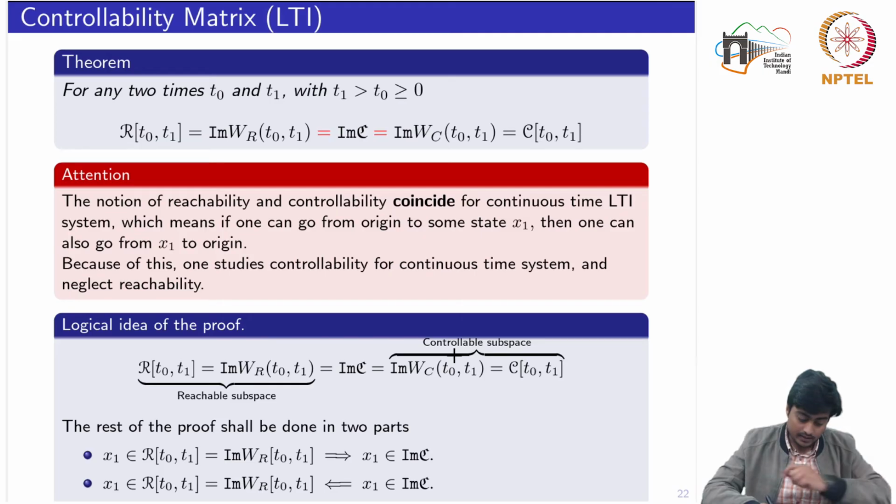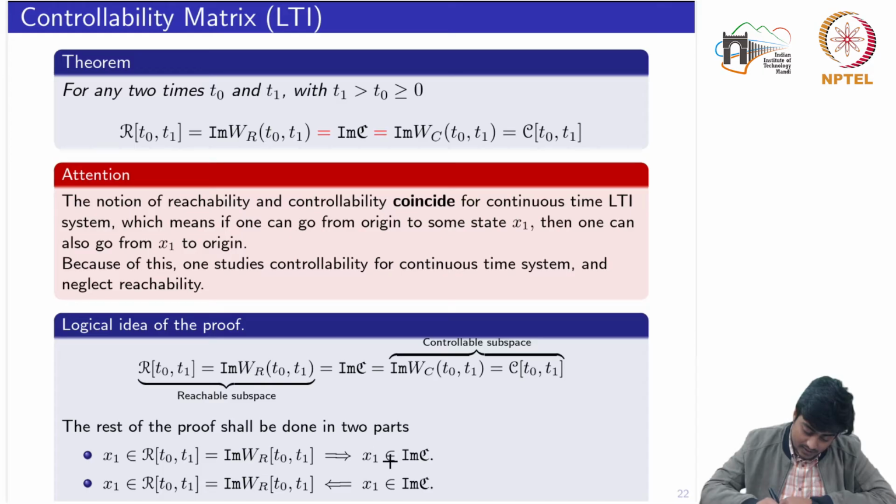Okay, so this proof will be done in two parts, because we are talking about the equivalence of two subspaces. Meaning to say, if any element belonging to one subspace also belongs to the other subspace, then both subspaces are equivalent, and this is valid for all the points in that subspace. So x1 belonging to the reachable subspace, which we have already shown is equal to the image of the matrix WR, also implies that x1 belongs to the image of this controllability matrix.